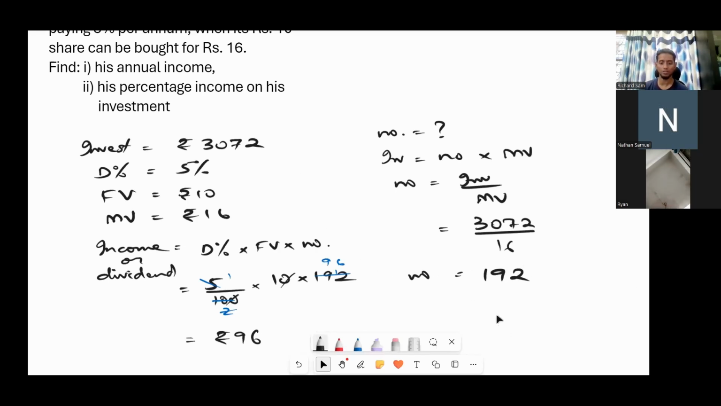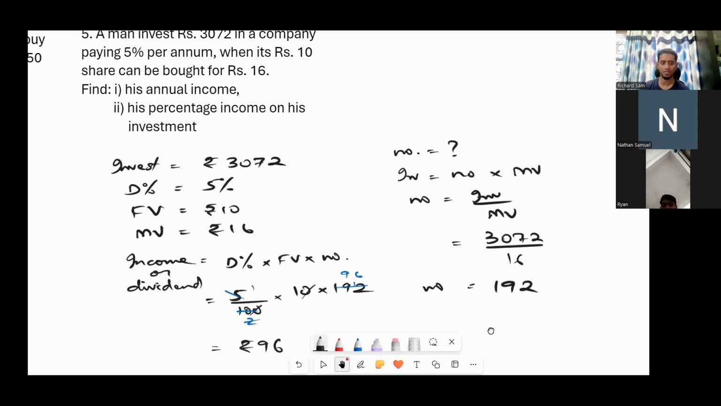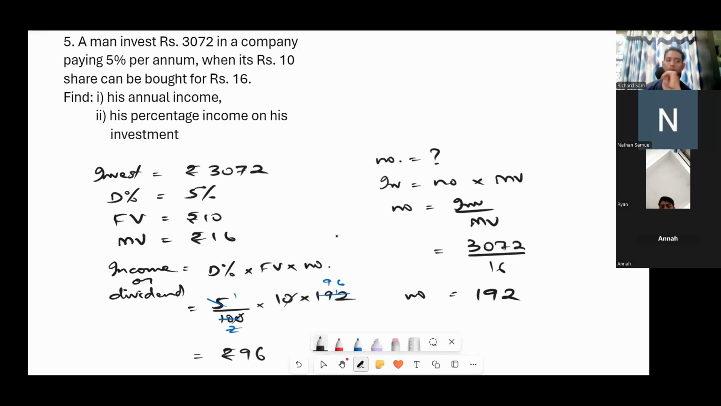So what all we understood till now? If you make this into a story, how much did this man invest? 3072. And he bought how many shares? 192 shares, because each share was so cheap, right? How much was the cost of each share? How much he bought it for? 16 rupees. He spent 16 rupees for each share, even though the face value was only 10, still he bought for 16. Maybe that was the current market value and he felt it was less. So he bought it. And he waited one whole year, and after one whole year, how much he got? 96 rupees.